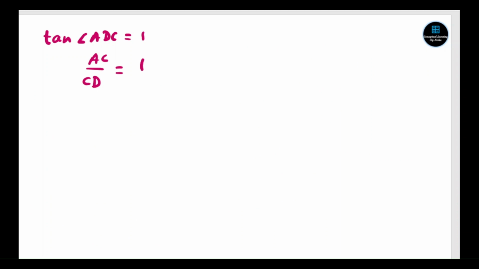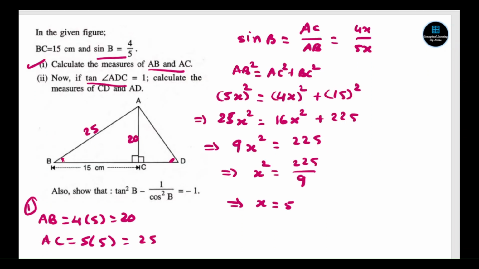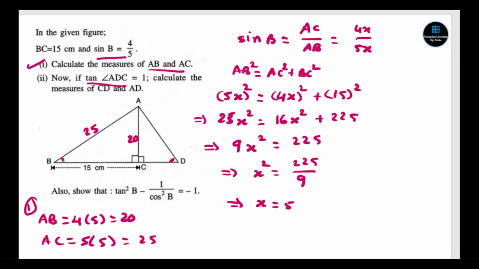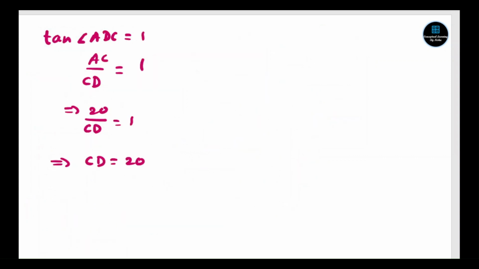Now I have the value of AC, which is 20. So I can say 20 over CD equals 1. So CD equals 20. So we got CD equals 20. Correct? We found CD, and hence we can find AD also, applying Pythagoras theorem.